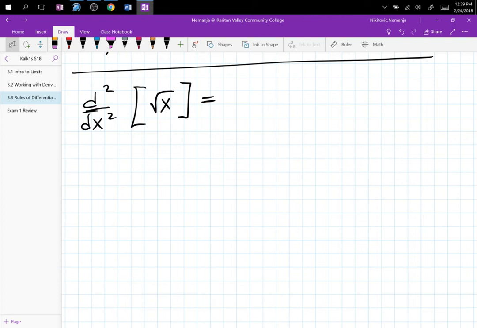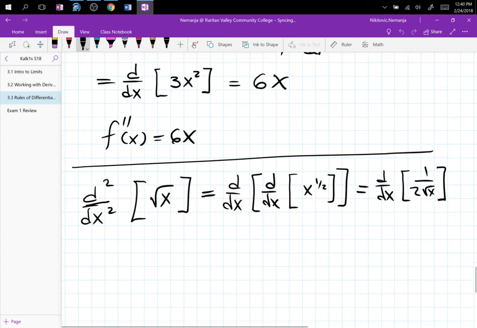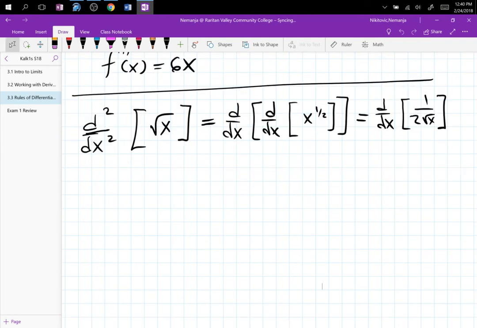All right. Second derivative. The first order of business is to find the first derivative of x to the 1/2, which we all know is 1/2 root x. So I technically just broke it apart into d dx times d dx. So I wrote the second derivative as two first derivatives, nested, right?